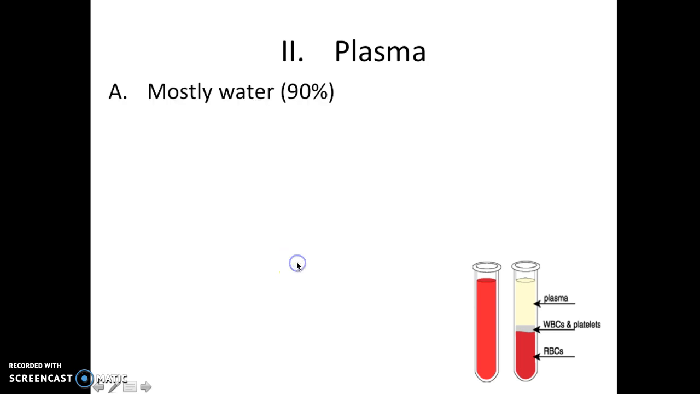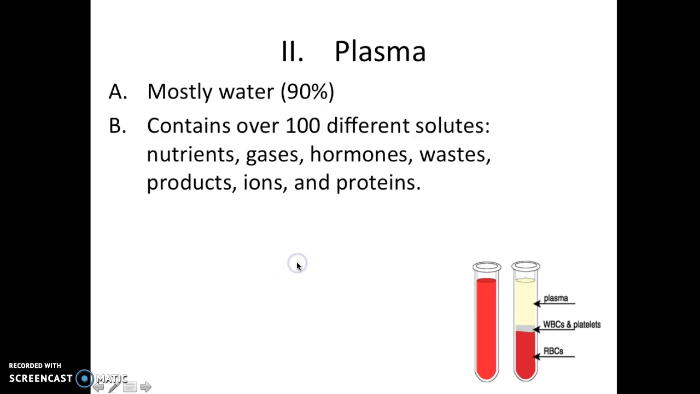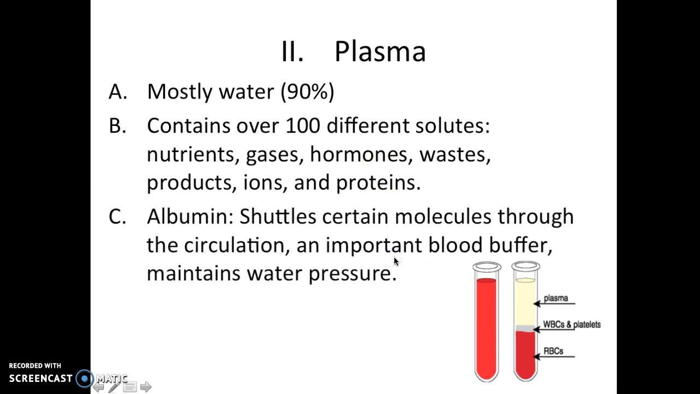Okay, so plasma, mostly water, 90% water, contains over 100 different solutes: nutrients, gases, hormones, waste products, ions, and proteins. I kind of want to take a look at the hormones and talk about that a little bit. So the master gland, the pituitary gland, when it secretes, let's say it's secreting TSH, the thyroid stimulating hormone, it would go in the plasma to be carried to the thyroid, so the thyroid would then carry out its functions. So your plasma is a shuttle for molecules as well.